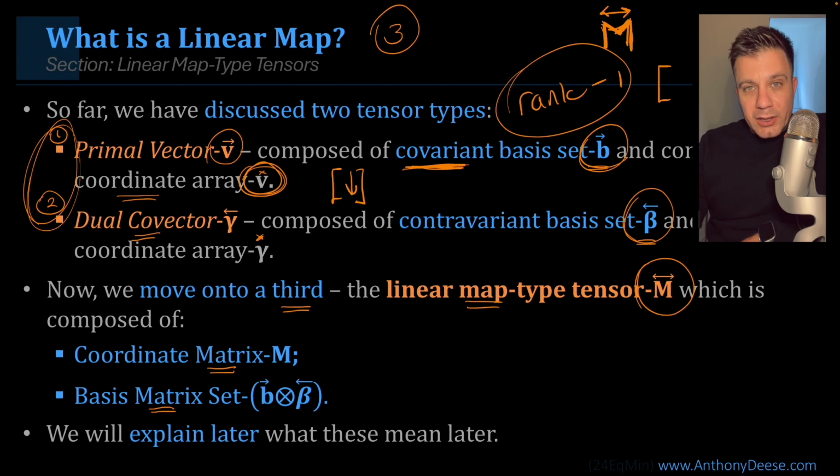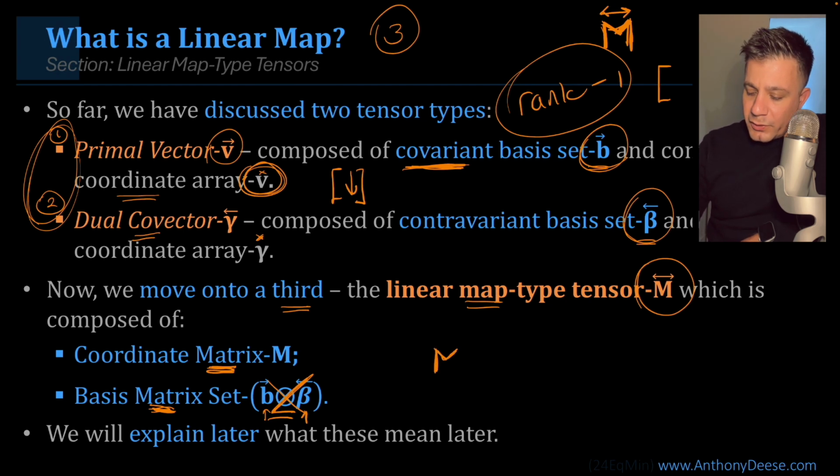The linear map is rank 2. So that's why its coordinates are stored inside of a matrix, a rank 2 matrix, as opposed to rank 1. And that's the reason why its basis set is composed of matrices, or actually, to be more accurate, they're composed of tensors, of linear map type tensors. And they are defined by the tensor product of two other basis sets, which you can see here, one being primal, one being dual. Let's forget about that for a second. We're going to come back to it. I do want to talk about notation.